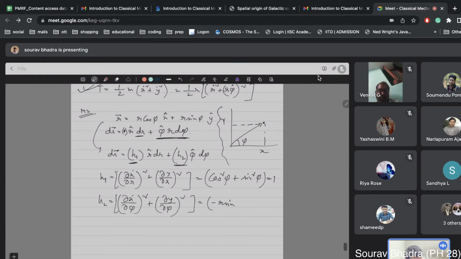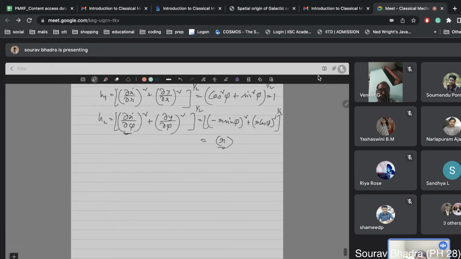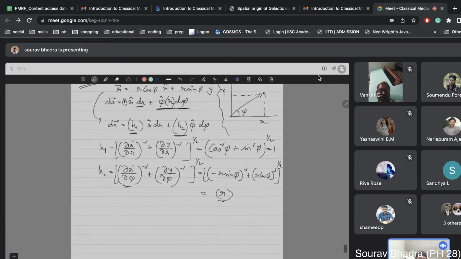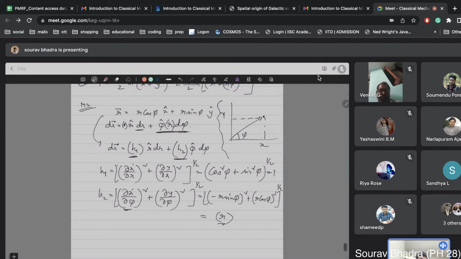So this will give you r sin phi square plus r cos phi square. Oh, sorry, extremely sorry, there will be a half. So here also there will be a half, and this will give you the r. So your scale factor corresponding to the phi coordinate is actually r, that's why this r is here, the scale factor.